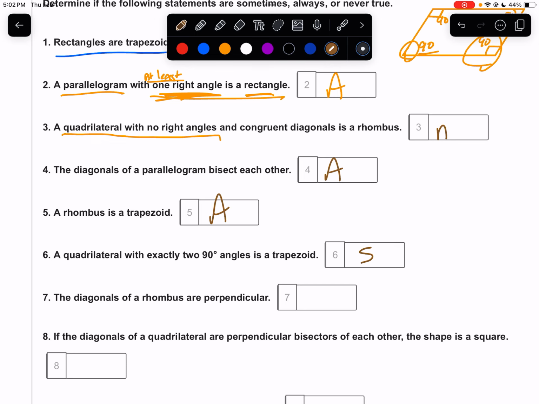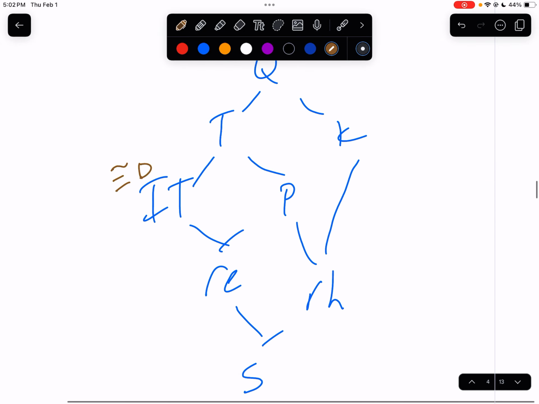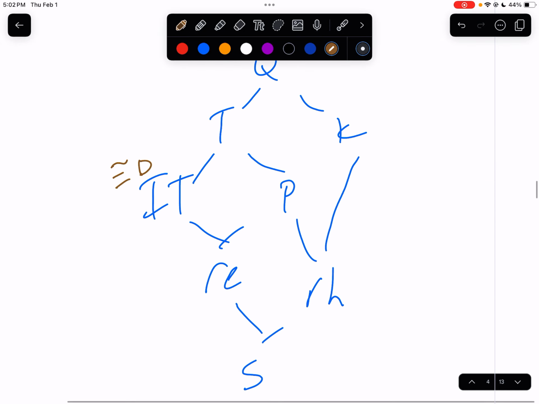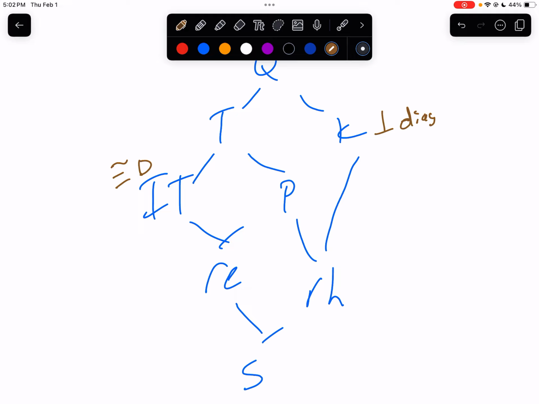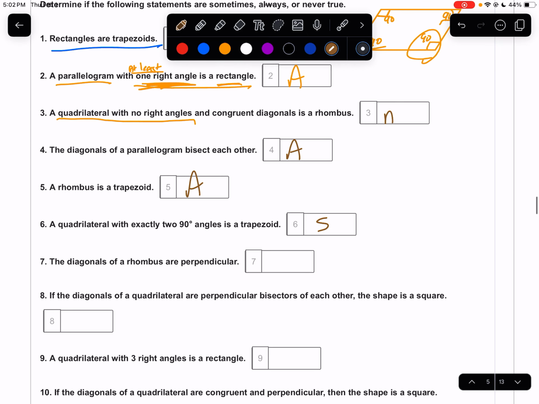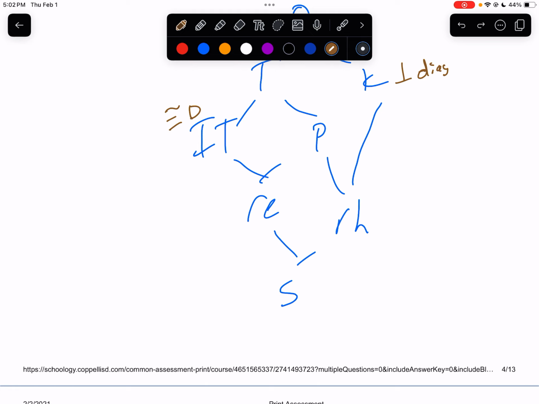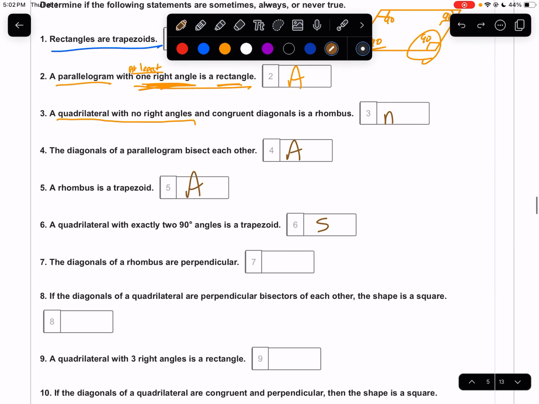The diagonals of a rhombus are perpendicular. Perpendicular diagonals is a core property. Where do we get perpendicular diagonals? It's right here. Perpendicular diagonals. That means all of these have perpendicular diagonals. So what was the actual question? I forgot. The diagonals of a rhombus? Yeah. So a rhombus is a direct descendant of the kite. So do rhombuses have perpendicular diagonals? Always. They are a type of kite.